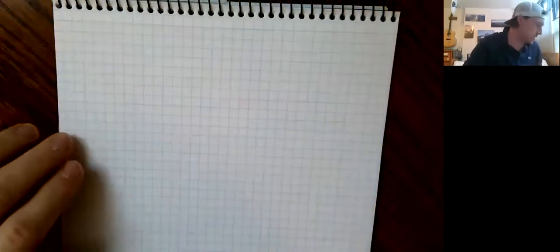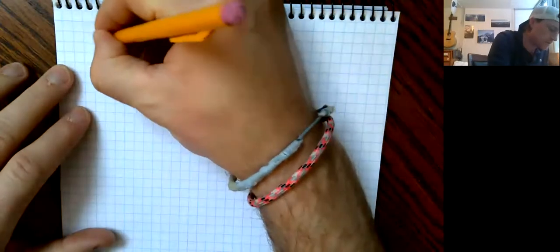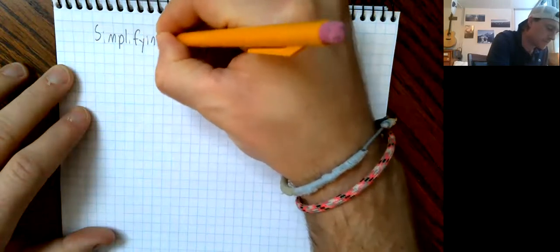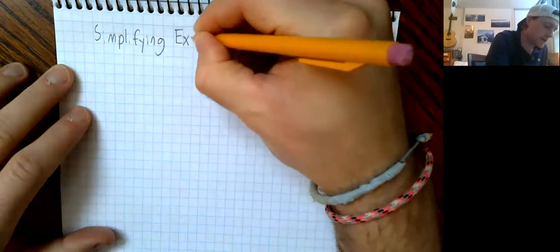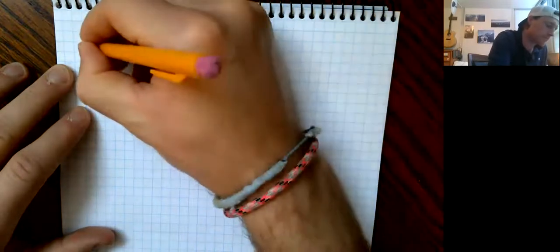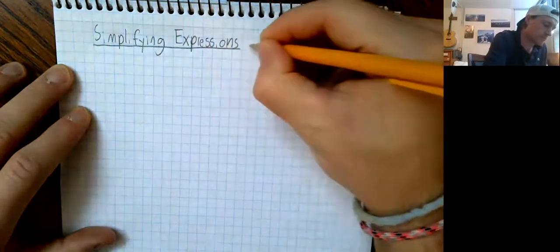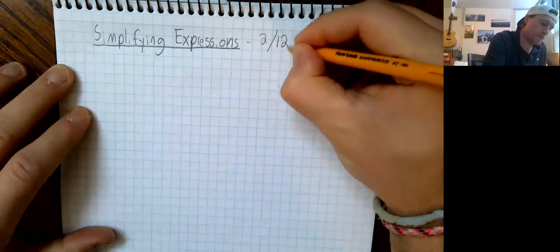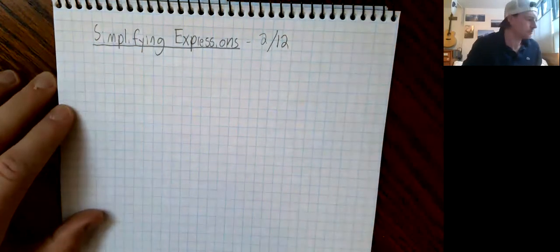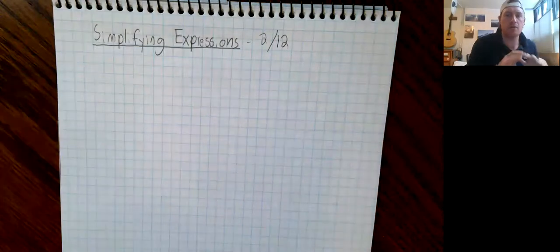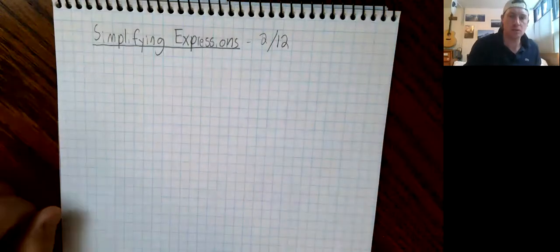All right. Today we are simplifying expressions. Today is the 12th. Cool. All right. We're going to start off easy. We're going to get a little bit harder and harder as we go.